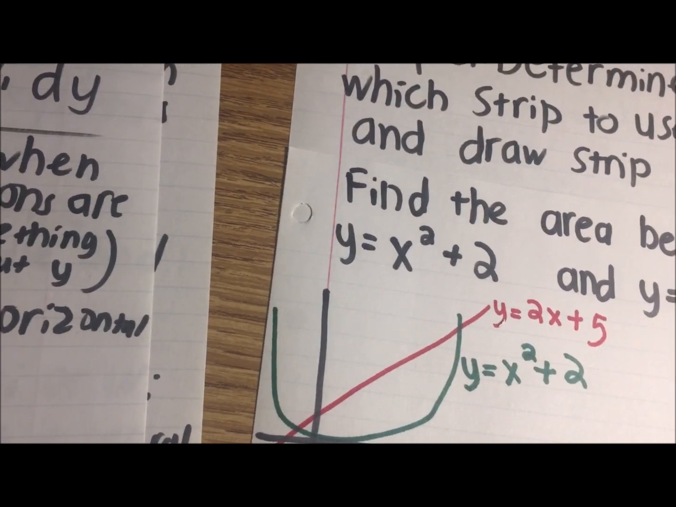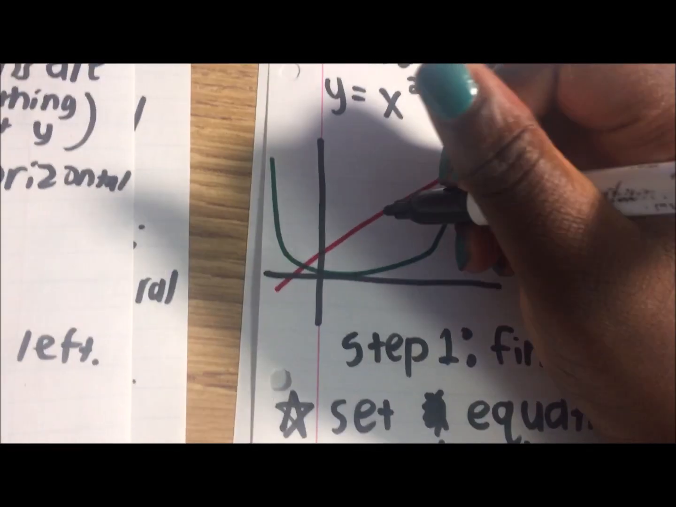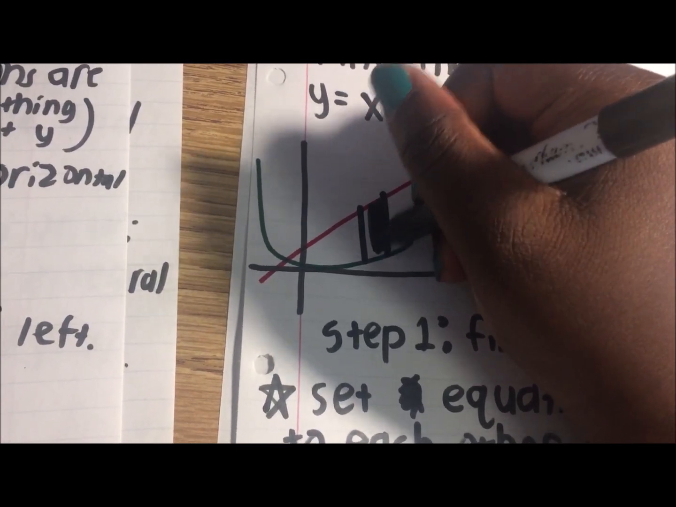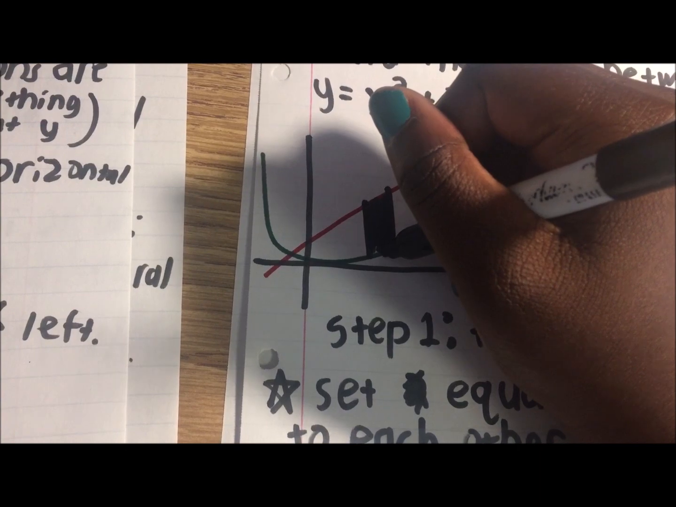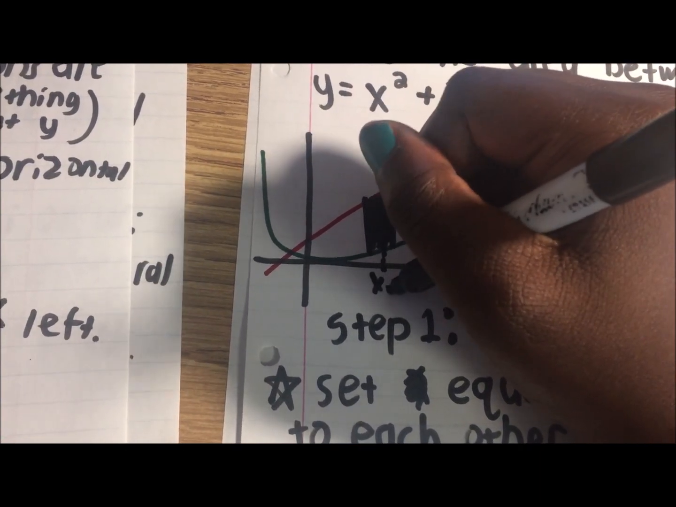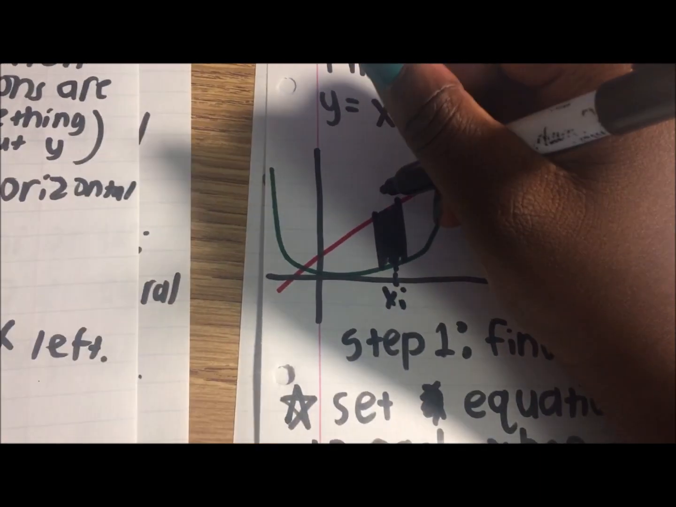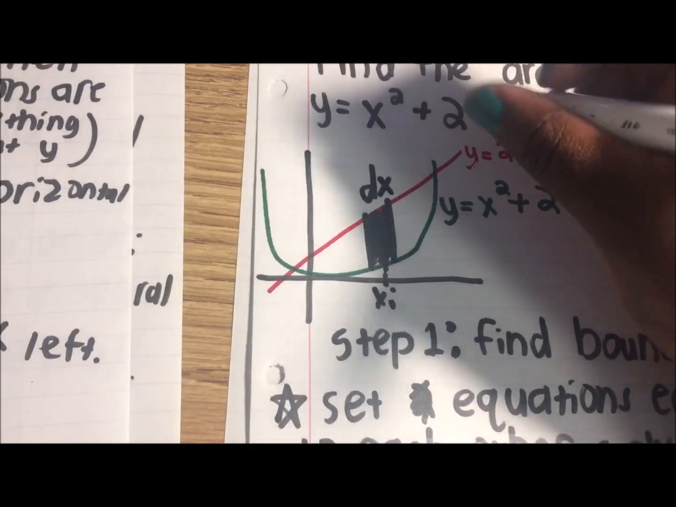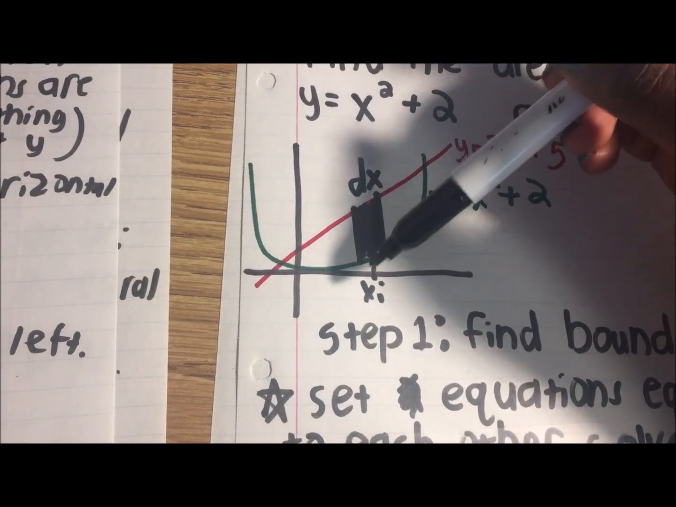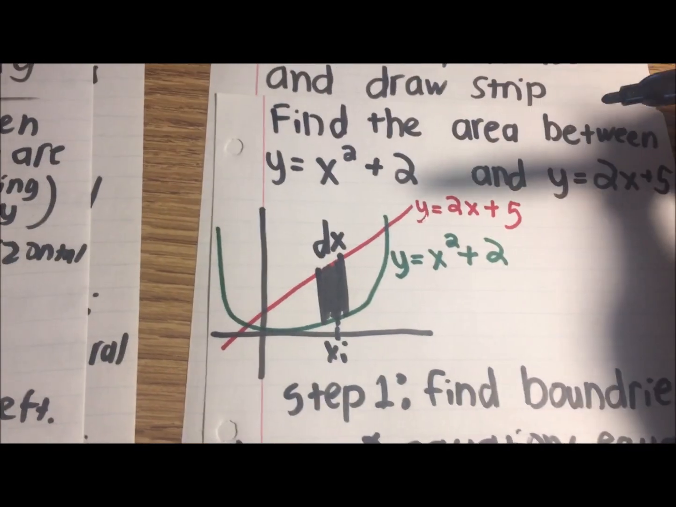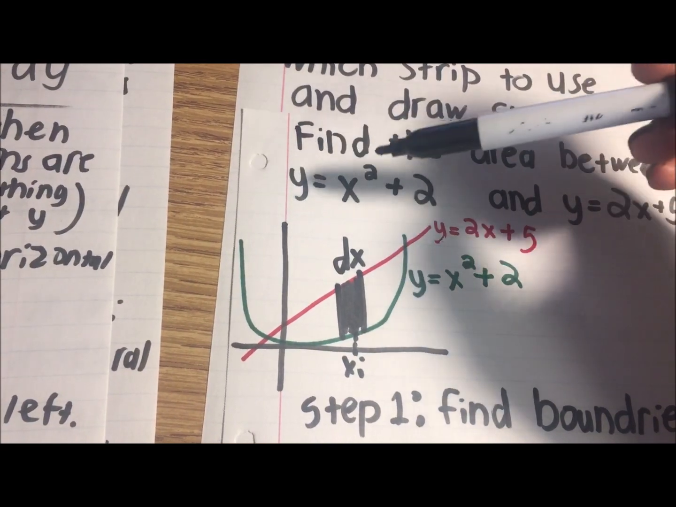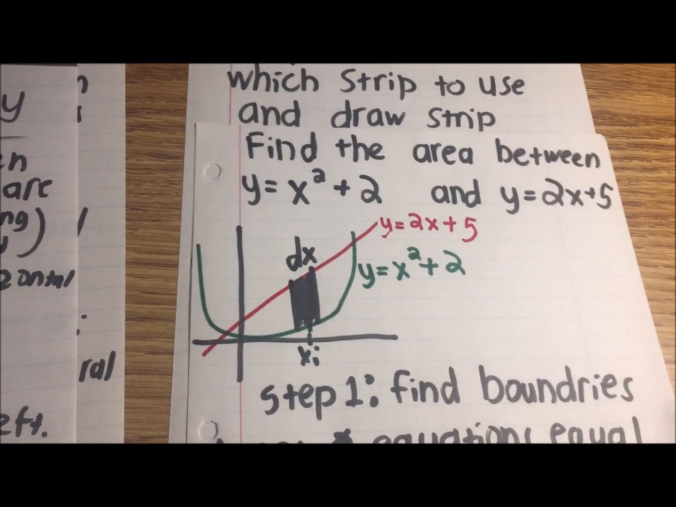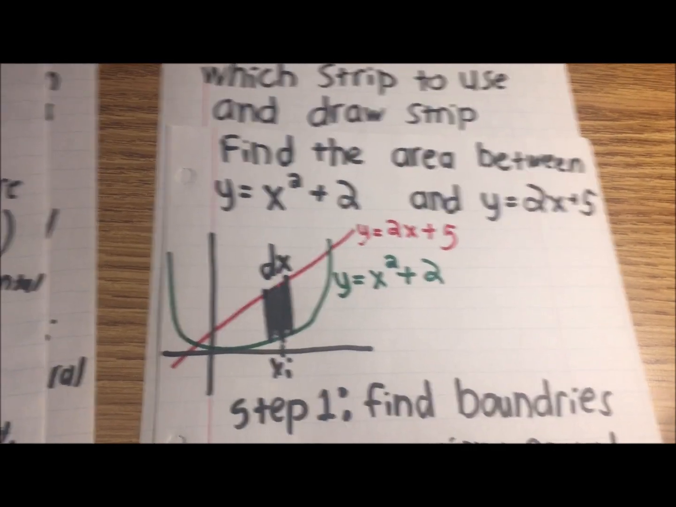I'll just use this black marker. So I will draw a vertical strip. We'll just put xi here. Xi is the x coordinate of this vertical strip, and then dx is just the thickness. That's just important to put there. Basically, the strip is vertical because it's y equals something about x. So that's how we determined that it was the vertical strip that we should use.